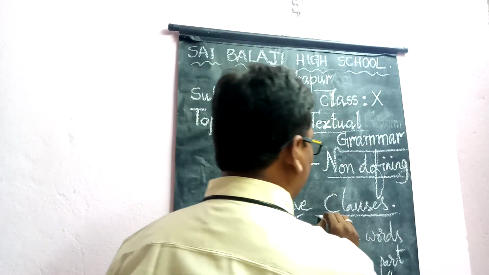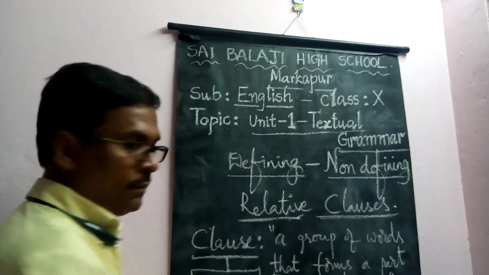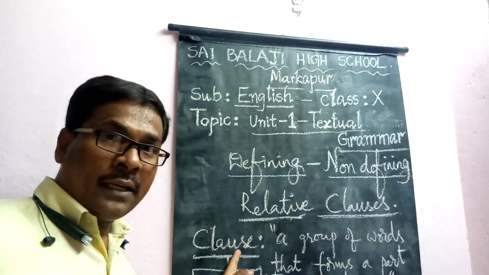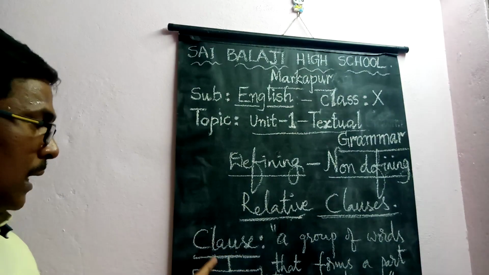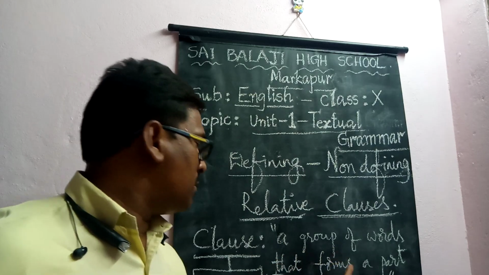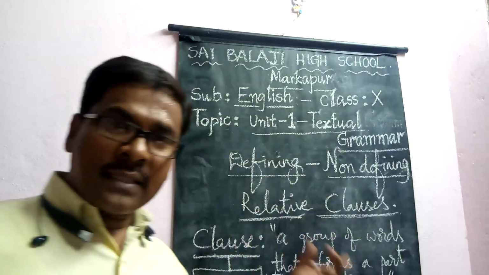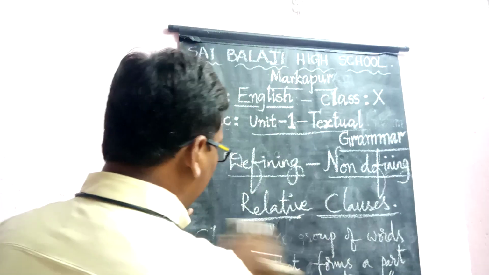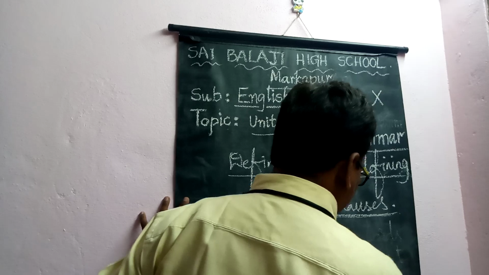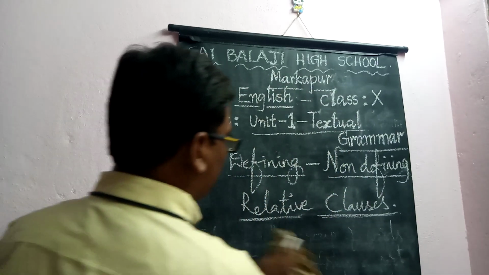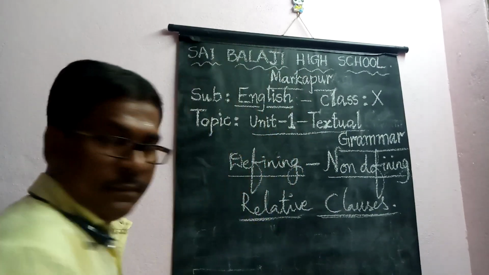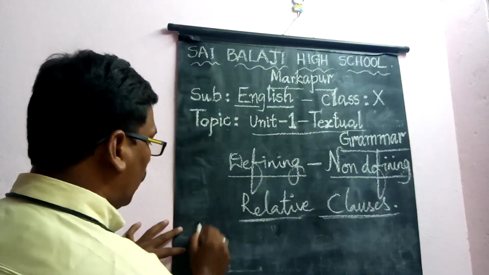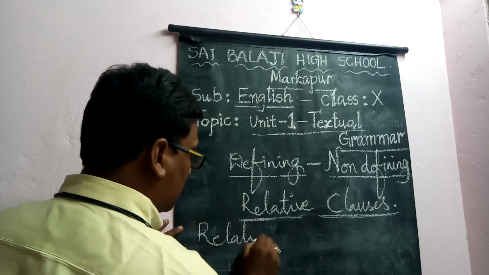So here our topic is a relative clause. We have got an information about clause. What is clause? A group of words that forms a part of a sentence which has a subject and predicate also. That is the meaning of the word clause. Now let's come to the point, a relative clause. Before knowing what is meant by relative clause, we have to know relative pronouns.